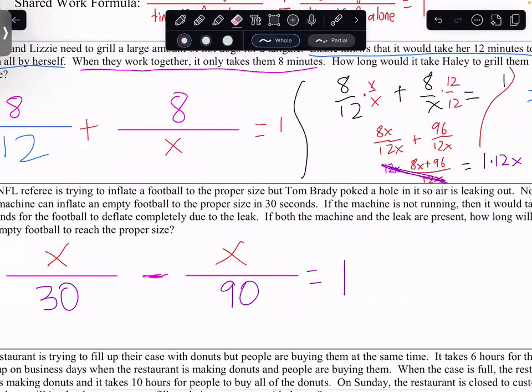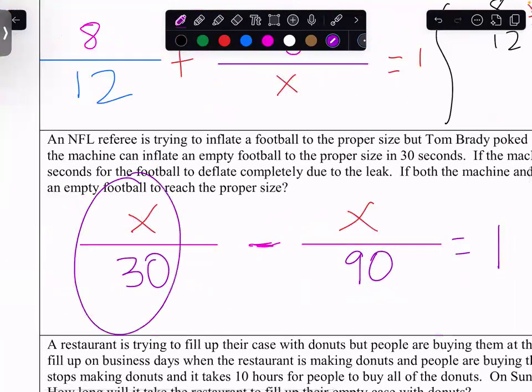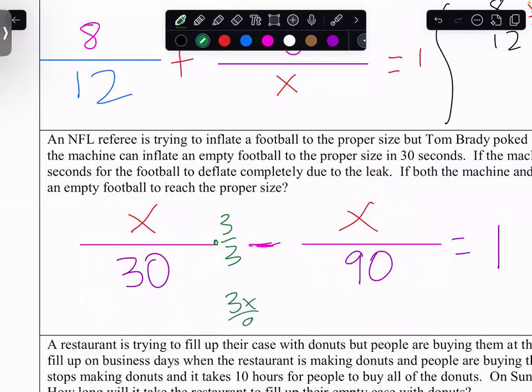Okay, so how should we approach this one? Well, again, I would suggest focusing on this side and getting a common denominator first. We do not need to multiply this by 90 over 90 and this by 30 over 30. It would be more efficient to notice that 30 goes into 90. So we can simply multiply this by 3 over 3. All right, so now we get 3x over 90, and this one can stay the same, minus x over 90 equals 1 whole.